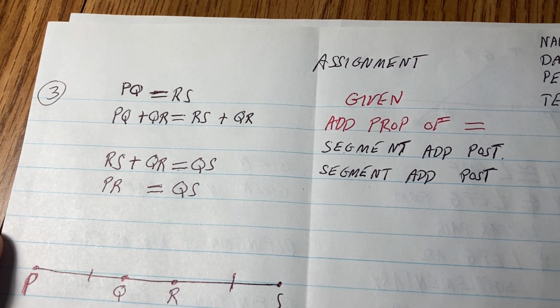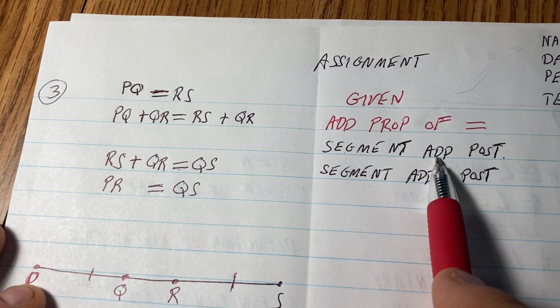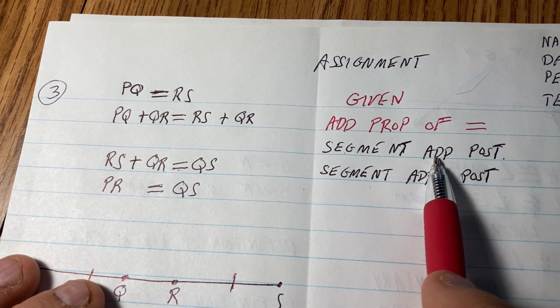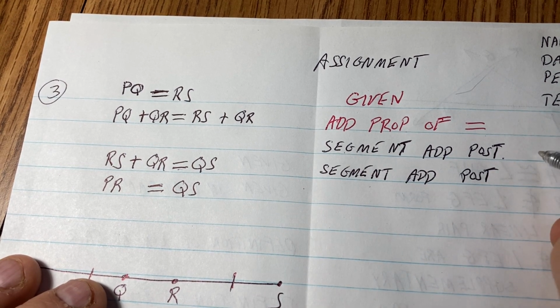Okay. Next, this one is the segment addition postulate. This is postulate 1.2. It's on page 14. The segment addition postulate, it's on page 14.